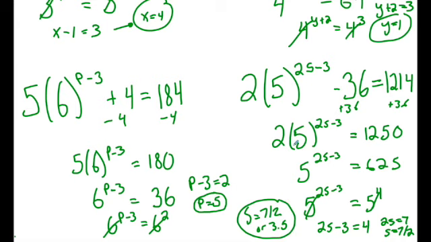Okay, again, if I wanted to check my work, I'd plug that in. Okay, 3.5 times 2 is 7. 7 minus 3 is 4. 5 to the 4 is 625. 2 times 625 is 1250. 1250 minus 36 is 1214.